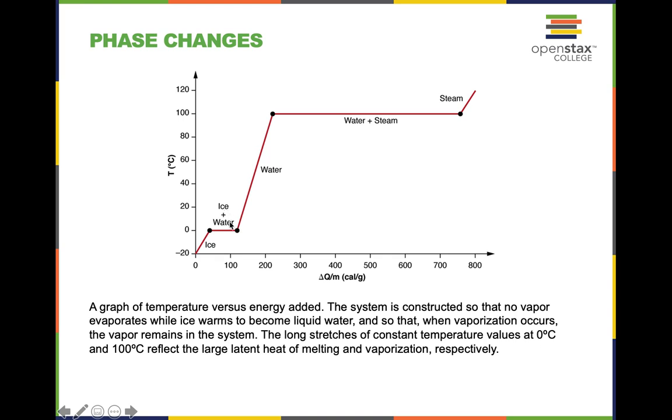Once all the ice becomes liquid water, it'll be able to heat up to about 100. When there, it will start boiling and evaporating. And again, the entire liquid will not gain any more temperature until it becomes all steam. And then it'll increase in temperature again. So these parts right here are the phase changes.